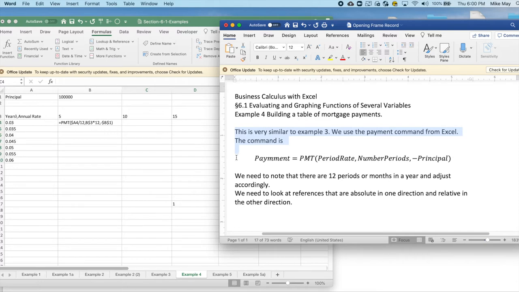This time we're going to use the payment command from Excel, where payment is PMT of the period rate, comma, the number of periods, comma, minus the principal. We need to note that there are 12 periods or months in a year since mortgages normally are paid monthly, and adjust our numbers accordingly.